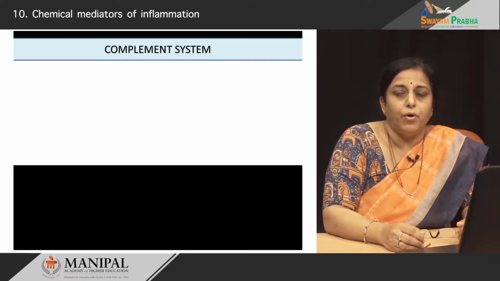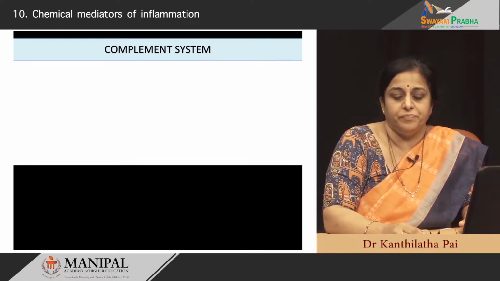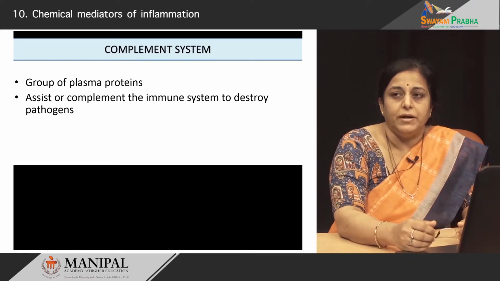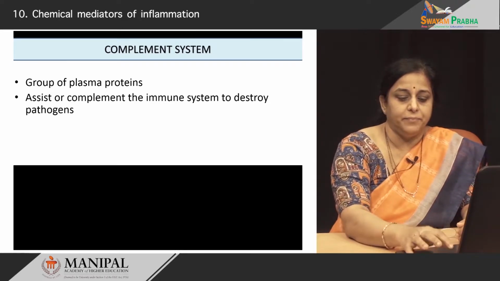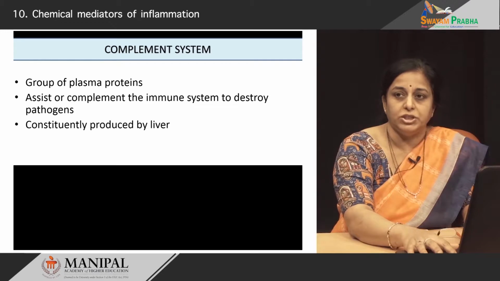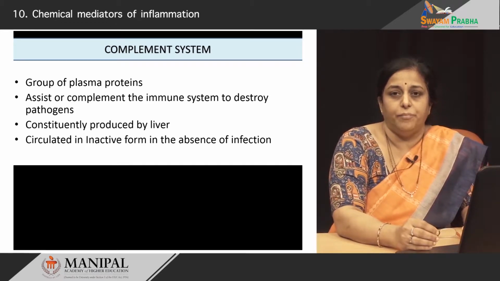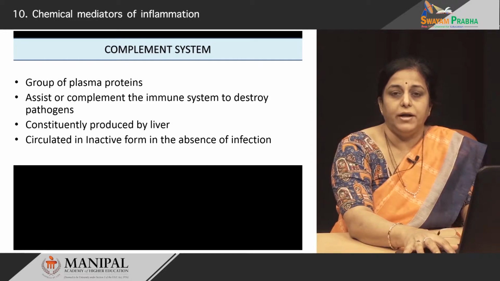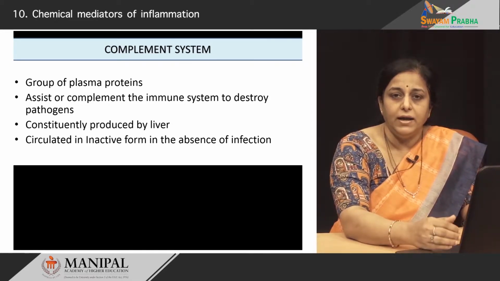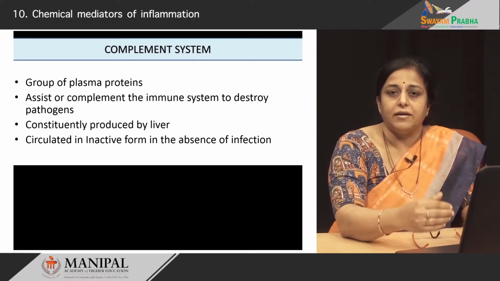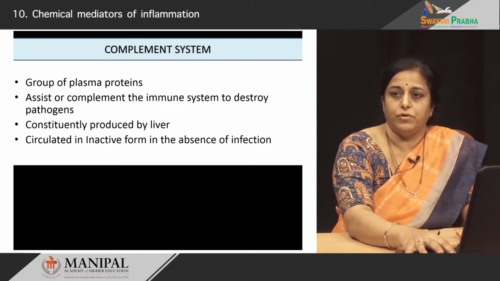So, next we learn about a very important group of chemical mediators, that is the complement system. Now, the complement system is a group of plasma proteins, and as the name says, they complement or assist the immune system to destroy the bacteria or the pathogens. These are produced in the liver. Most of the plasma derived mediators that are involved in inflammation are produced in the liver and released into the circulation. Normally these complements are in an inactive form. In the absence of inflammation, they are in an inactive form. But once an infection occurs, they get activated and then it results in a cascade. One gets activated, activates the other. So, a series of complement proteins get activated in inflammation and are responsible for various effects of the inflammatory response.